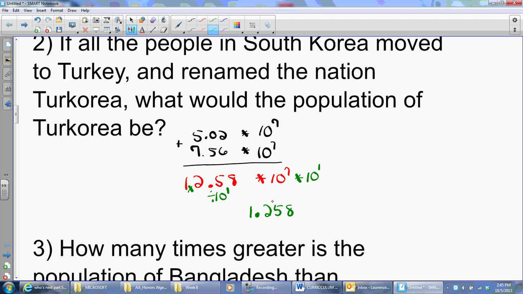258 tens, hundreds, thousands, 258 thousandths, right? If you wanted to round that to the nearest hundredth, like the direction said, it would be 1.26. Okay, there we go. One more question.